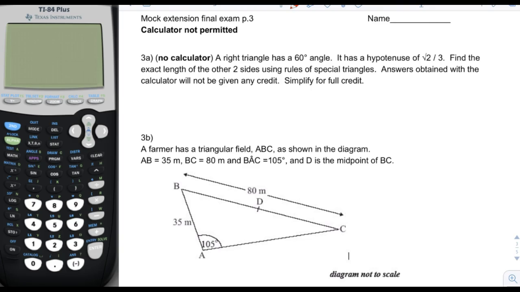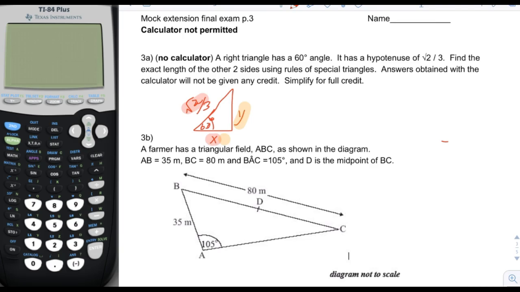Okay, so we're going to draw our triangle. It has an angle of 60 degrees. I'm going to draw it right there. And it says the hypotenuse is square root of 2 divided by 3. So if I want to find this side and this side, how do I do that? Well, I know that the ratio between the two red sides is 2 to 1.